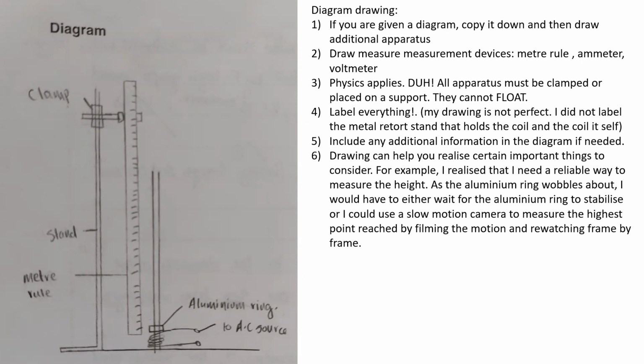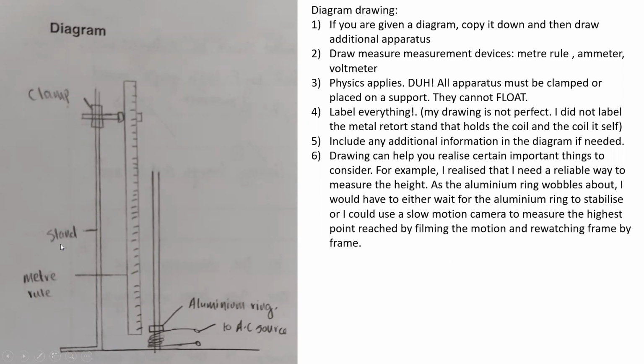Draw measurement devices, any of them that you use, meter rule for example, ammeter, voltmeter for electrical circuits, for example, and physics applies. Duh, it's a physics exam, right? All apparatus must be clamped or placed on a support. For example, this meter rule isn't floating. It cannot float. You can't just draw it here. You must draw it clamped onto a retort stand.